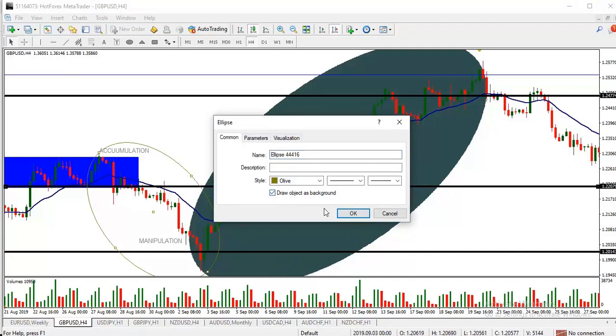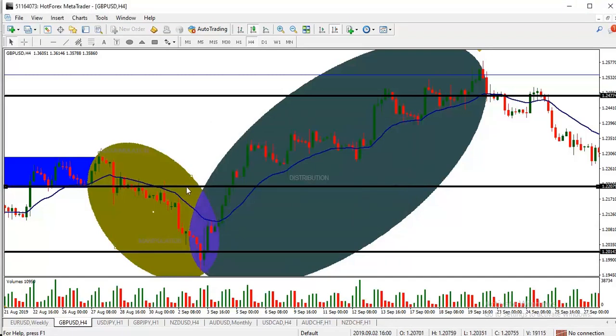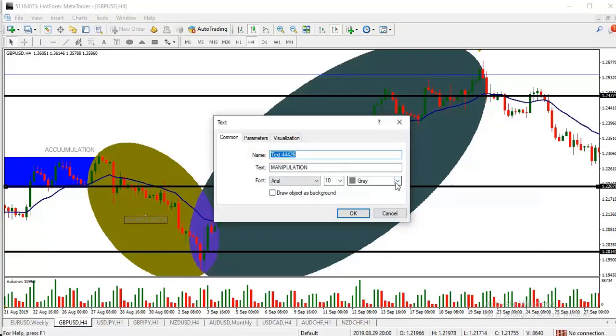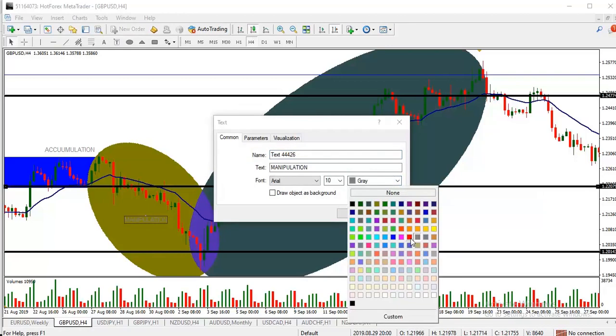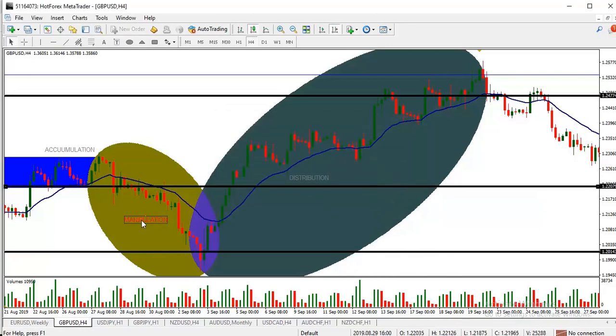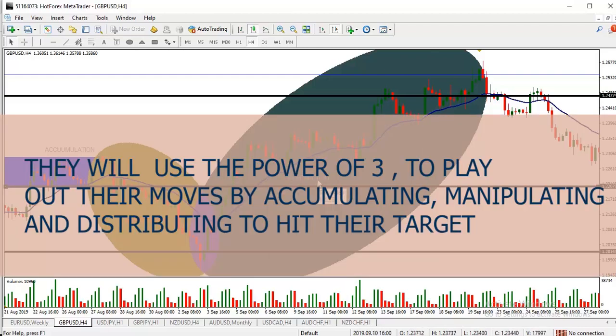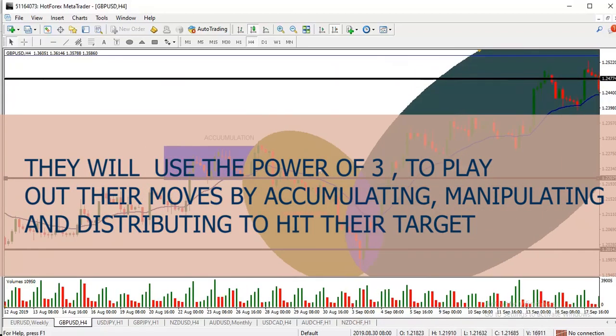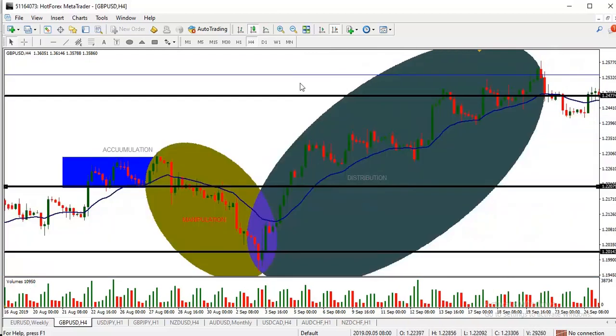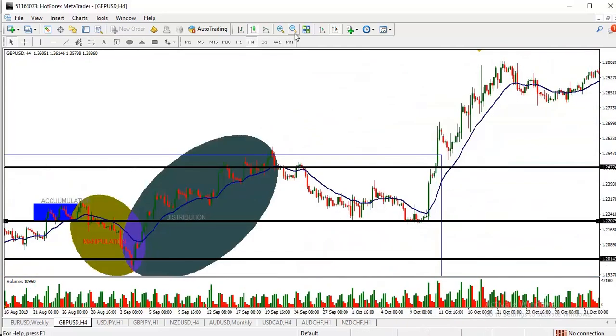They will accumulate the price. This is it. Remember I said it. Once they've shown you their hand, remember they will show you their hand, letting you know where they are going to. Once they've done that, the next thing they will do is to accumulate price. They accumulate the price, they manipulate the price, and they distribute the price to where they are going to. This is how the market moves. This is exactly how it moves.